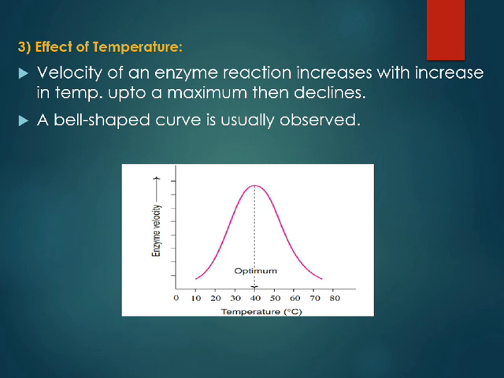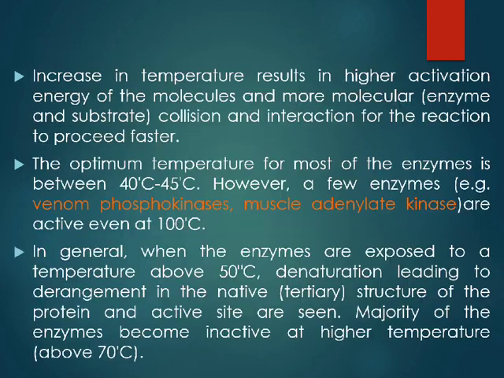Now, what is the reason behind the increase in the velocity? Increase in the temperature results in the higher activation energy of the molecules and more molecular collision and interaction for the reaction to proceed faster. So this is the main reason why the rate of reaction is increased. As the temperature increases, the collision between the two molecules will also increase, and the rate of reaction will proceed faster. The optimum temperature for most of the enzymes is between 40 to 45 degrees Celsius.